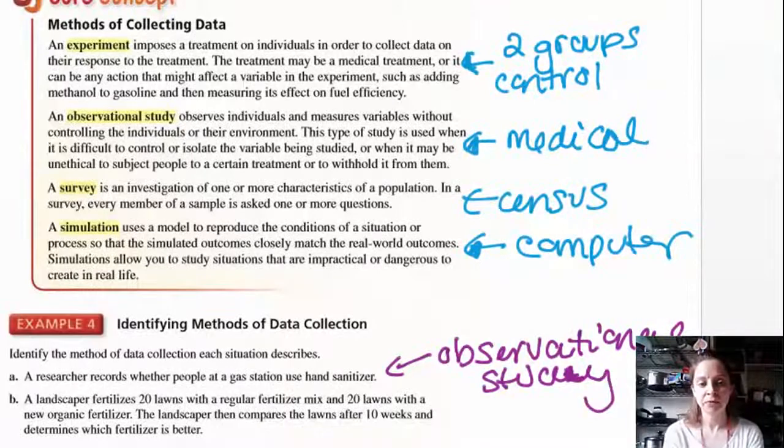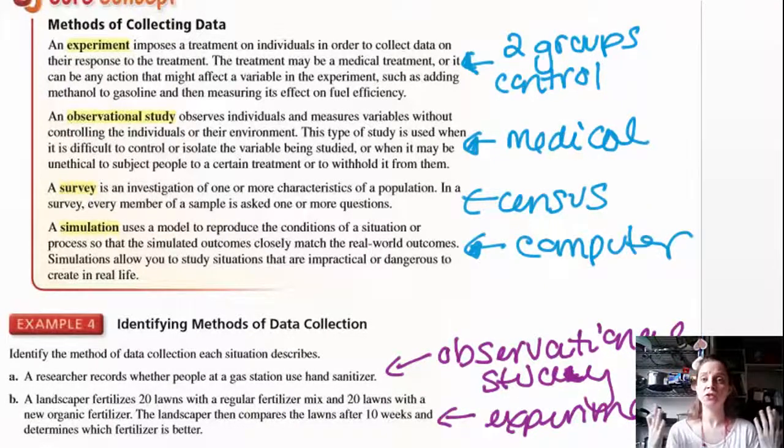B, a landscaper fertilizes 20 lawns with a regular fertilizer mix and 20 lawns with a new organic fertilizer mix. The landscaper then compares the lawns after 10 weeks and determines which fertilizer is better. This is an experiment. There are two groups getting two different interventions, and then we're comparing the results.